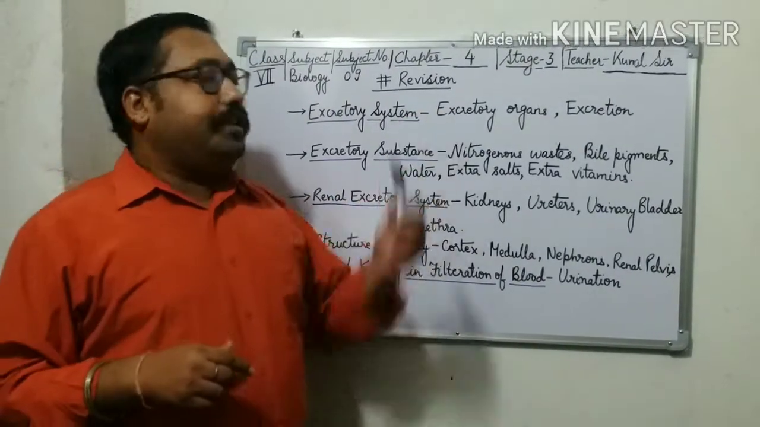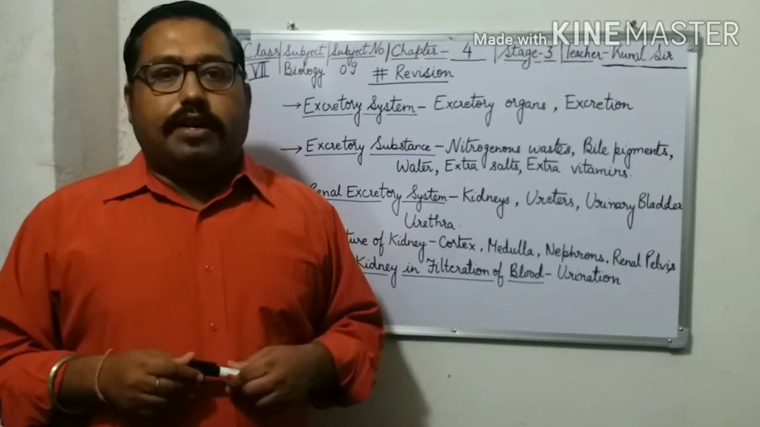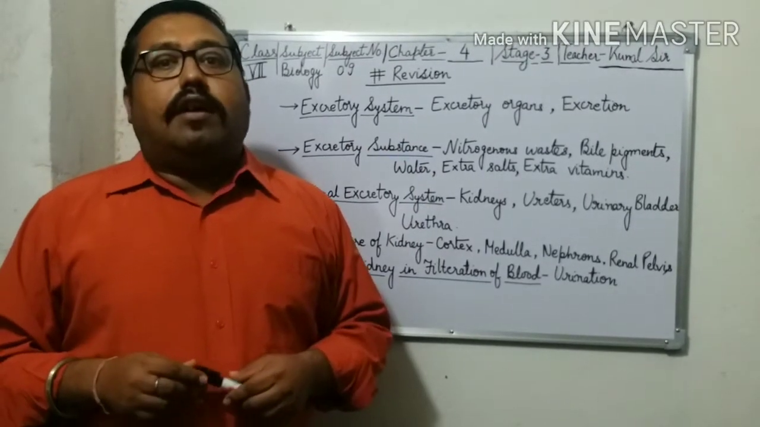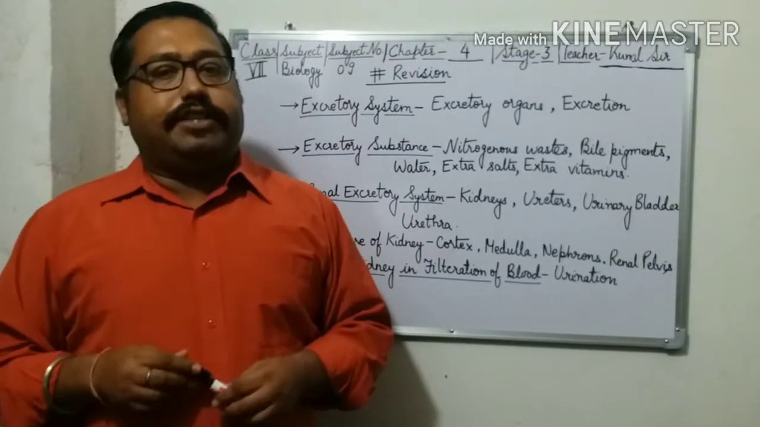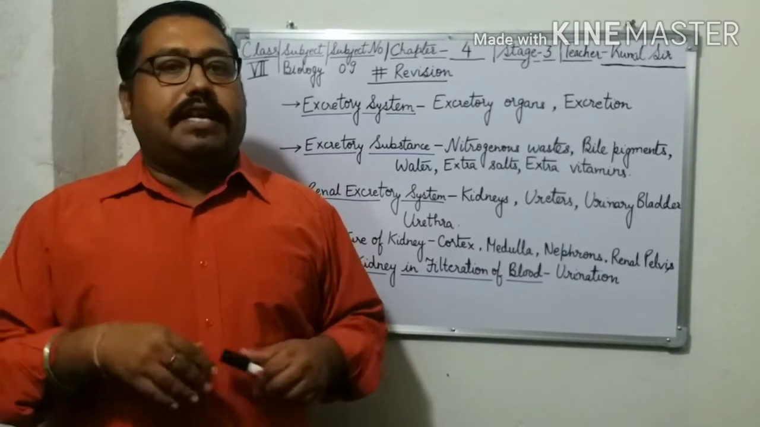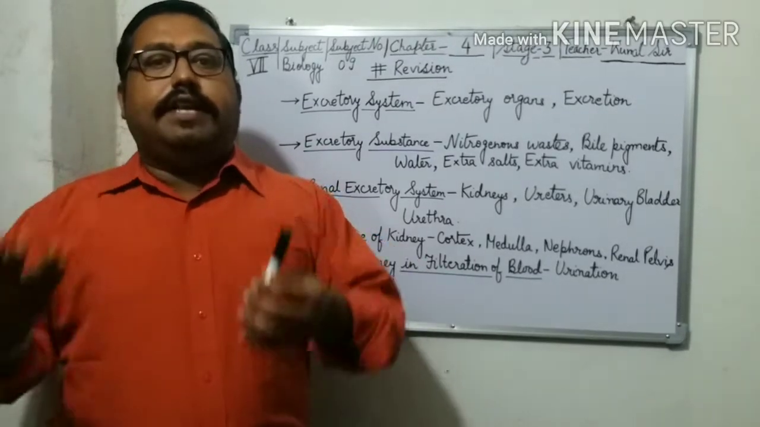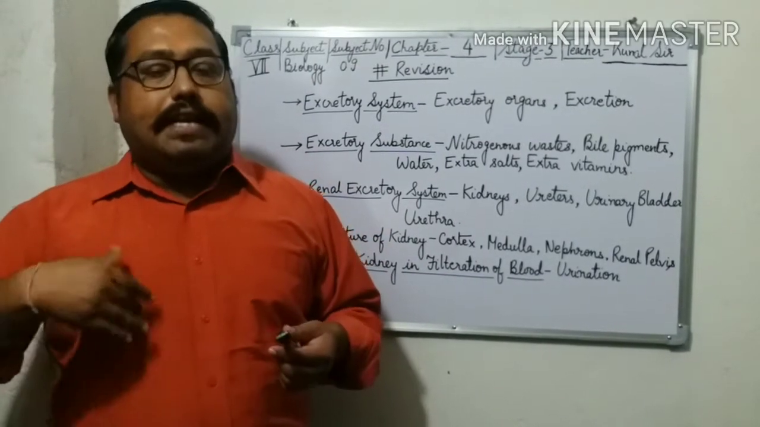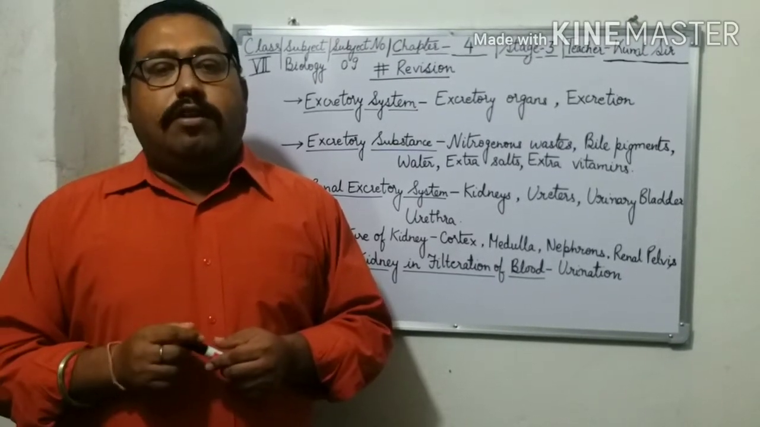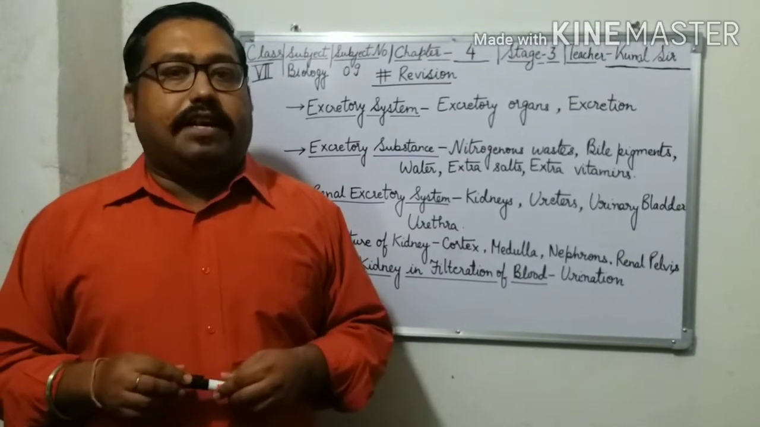Let's start with the revision of chapter 4's topic which we have covered. Chapter name is Human Body, and we have started with the topic of excretory system. When we do our daily routine, many metabolic reactions take place, and because of these metabolic reactions, some waste is produced inside our body. If they get accumulated, or if they don't get rid of from our body, they can be very harmful or even poisonous for us. We may die also if they continuously accumulate inside our body.